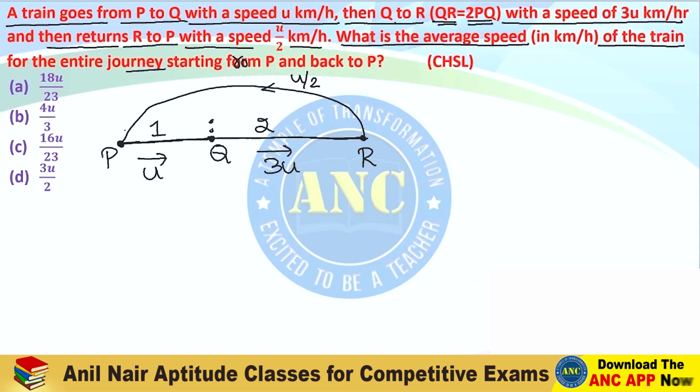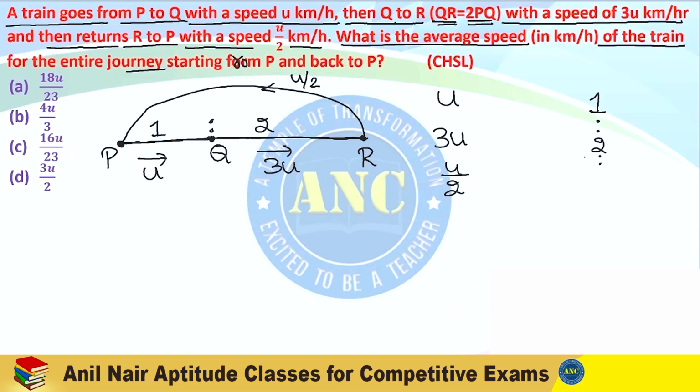So beautiful way of solving once again. Now see here, can I say that speed from P to Q is u, speed from Q to R is 3u, speed from R to P is u by 2. And distance ratio from P to Q, the distance is 1 according to ratio. From Q to R, the distance is 2 according to ratio. From R back to P, it is 2 plus 1, totally 3 according to ratio. So distance ratio is 1:2:3.